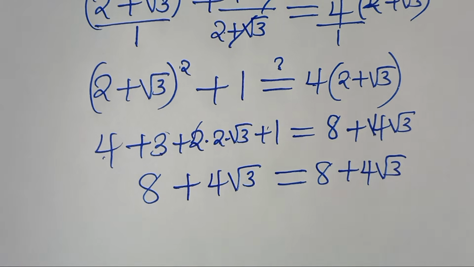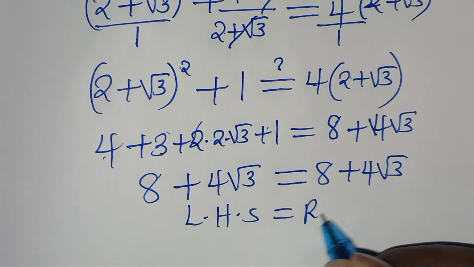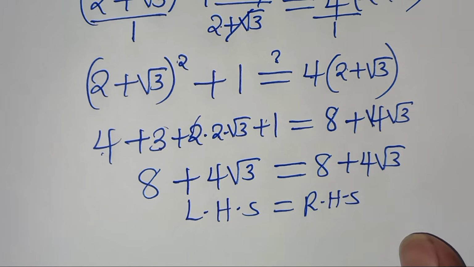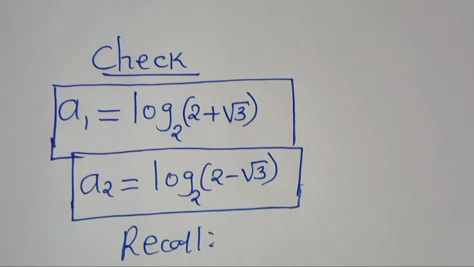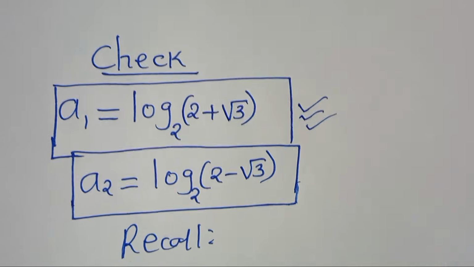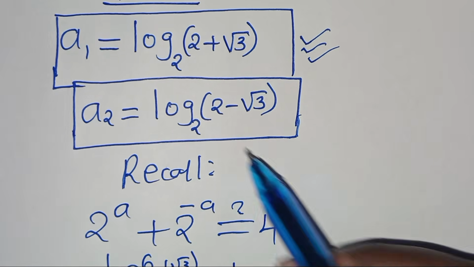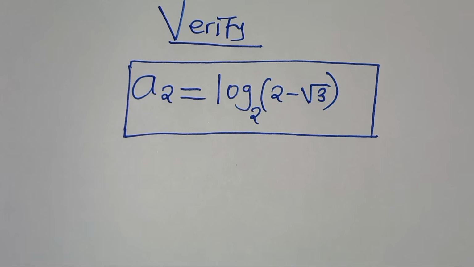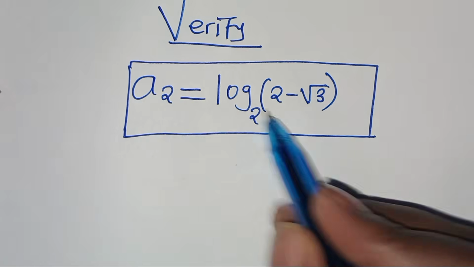So you can see here clearly that the left hand side is equal to the right hand side. And this proves that a1, which is equal to log 2 plus square root of 3 to base 2, satisfies the equation. So let's check a2, which is log 2 minus square root of 3 to base 2. Now let's verify a2, which is log 2 minus square root of 3 to base 2.